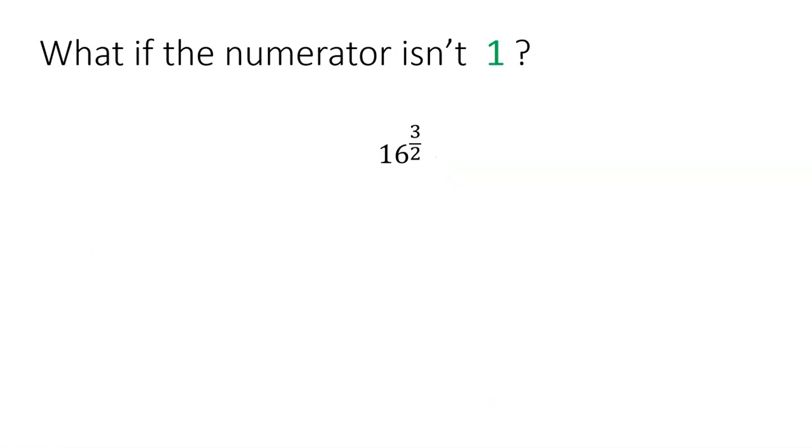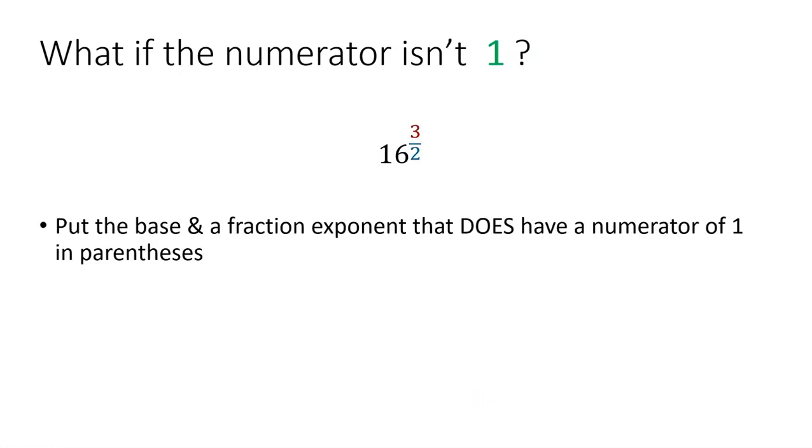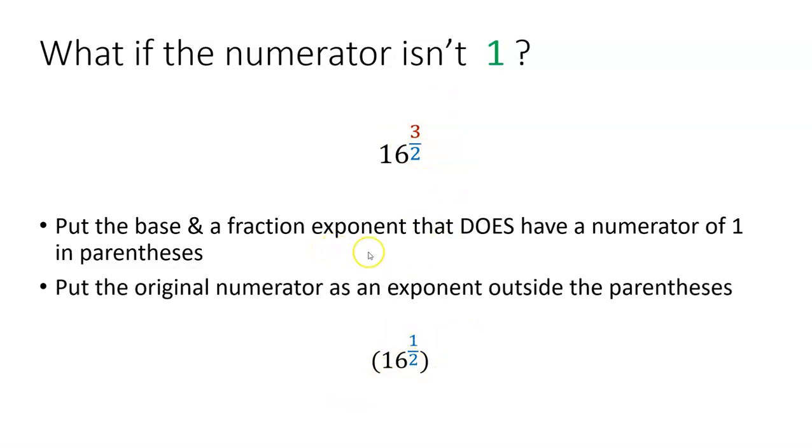Well, what if the numerator isn't 1? Here's 16 to the 3/2 power. Well, let's follow these steps. Put the base and a fraction exponent that does have a numerator of 1 in parentheses. So I'll put 16 to the 1/2 power in parentheses. I'm going to use the denominator that was there, and then instead of writing 3, I'm going to write a 1. However, I've still got to make this equivalent, so I'll put the original numerator as an exponent outside the parentheses. That's where the 3 goes.